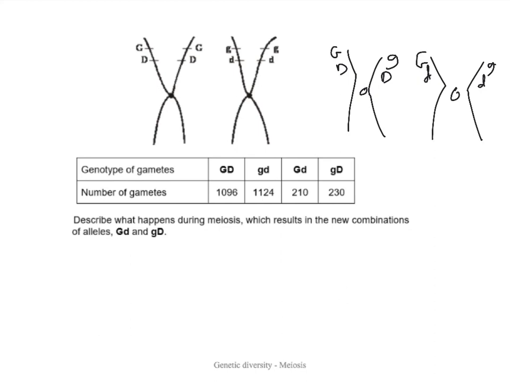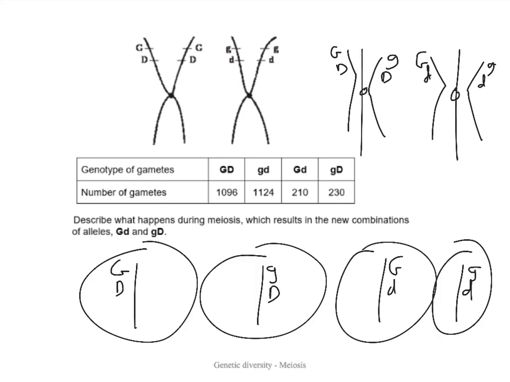And then ultimately these would separate, and you could end up with, in the second division of meiosis, and this would be the 4 different gametes that could be produced at the end. So you've got more variation due to crossing over, the chiasmata forming between genes G and D. So why is there less of these than there are those? And it's because crossing over is a rare event.